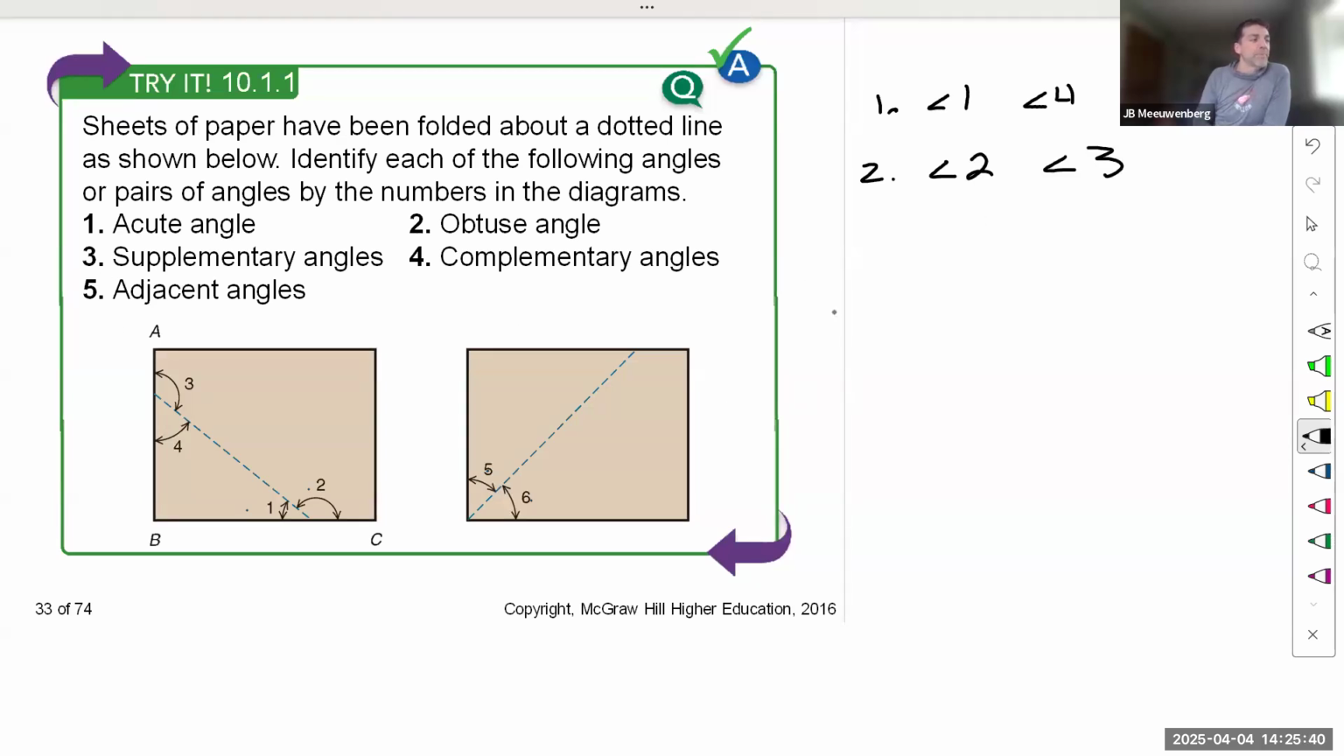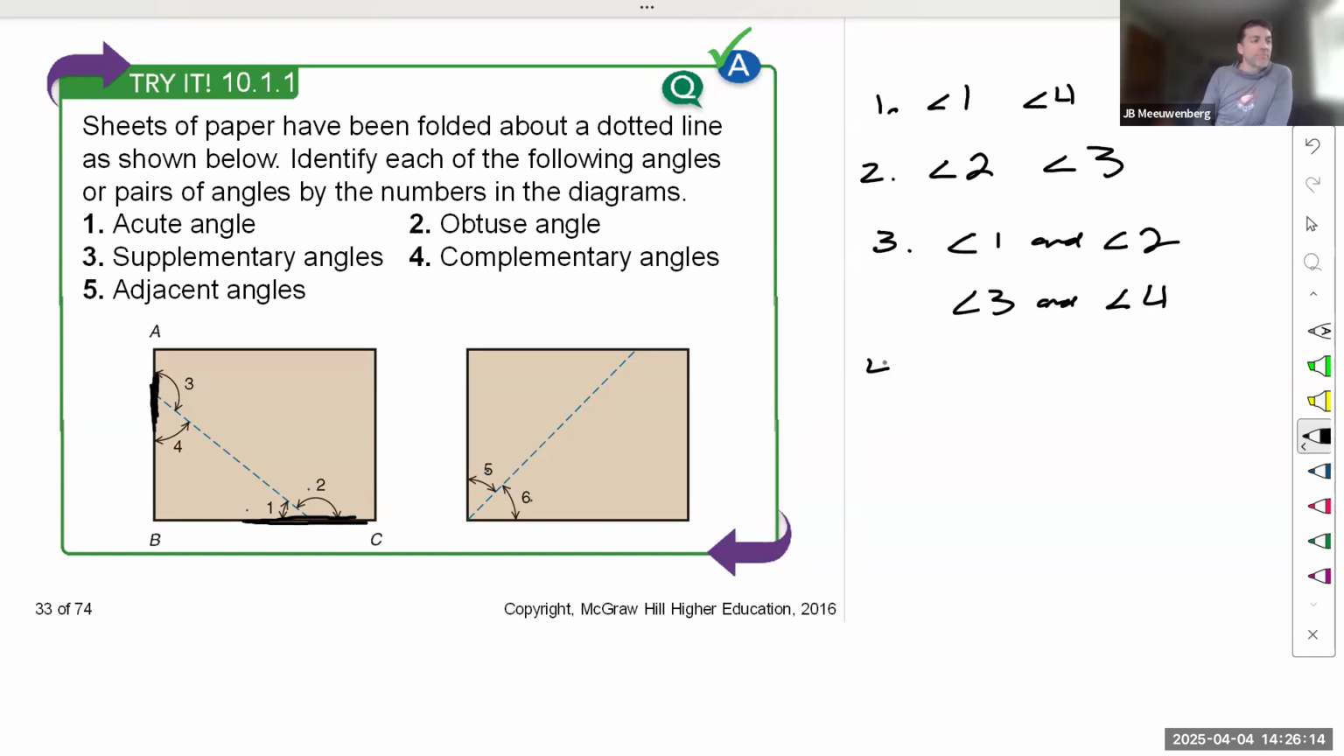Number 3 says supplementary angles. Supplementary angles are angles that add up to 180 degrees. Or when you combine them, they would go all the way to a straight flat line. Angles 1 and 2 are supplementary, and so are angles 3 and 4. They combine to make a straight line.